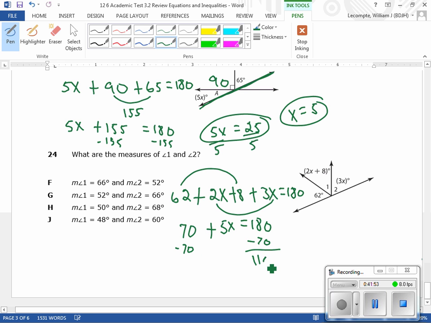So if I put 22 back in the 2x, I get 44 plus 8, which is equal to 52. And 3 times 22, so 3x is equal to 66. So I'm looking for angle 1 to be 52 and angle 2 to be 66, which is G.